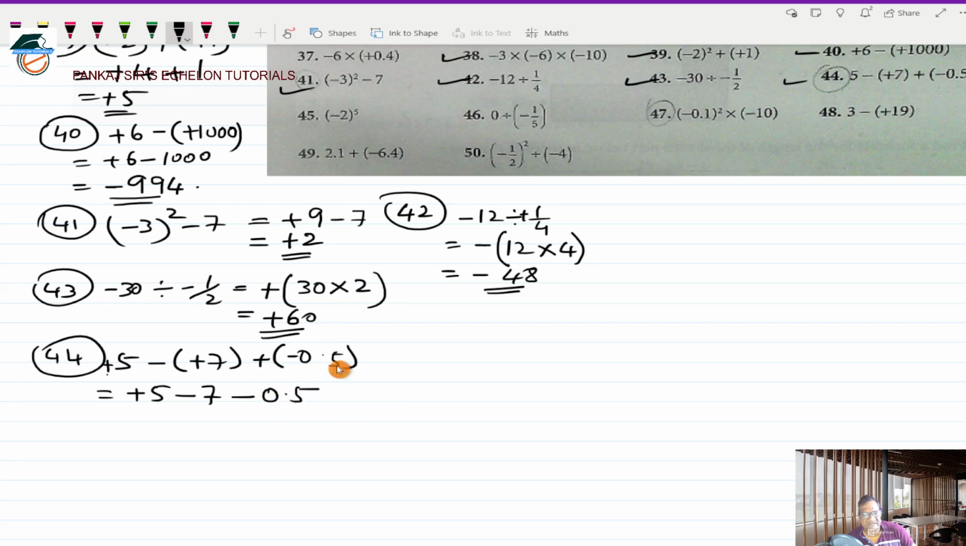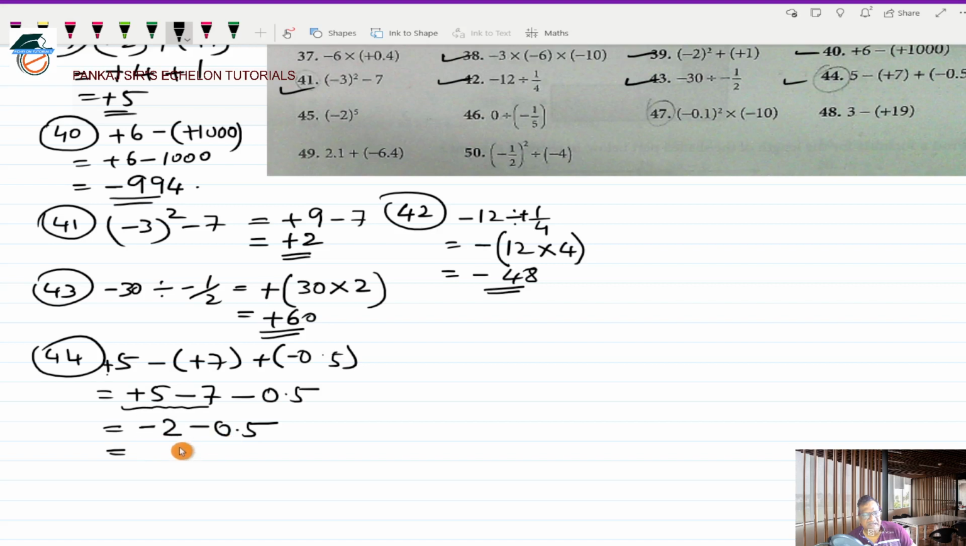Fine, so I've removed the brackets. Now I'm going to deal with the first two directed numbers. They are having opposite signs, so I'll take the sign of the bigger number, that is 7, and I'll subtract the smaller from the bigger, so I'll get 2. So minus 2 is the answer for this, and then you have minus 0.5.